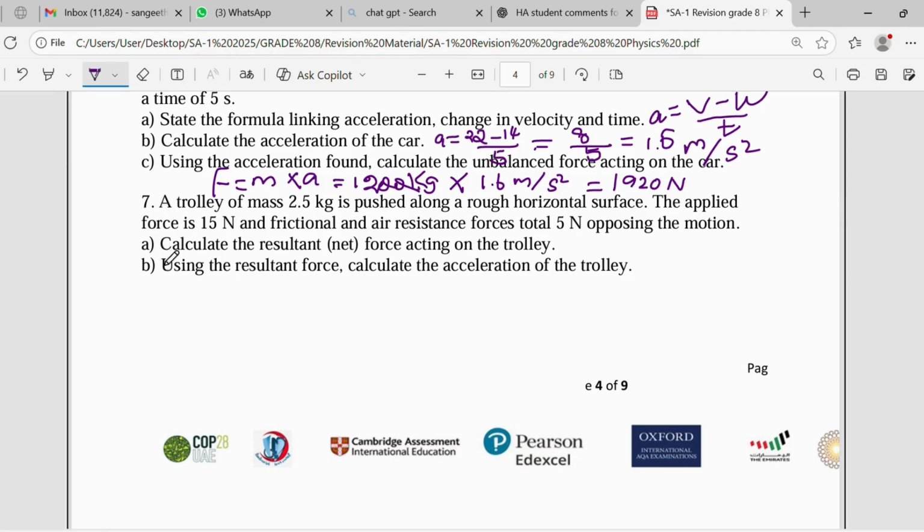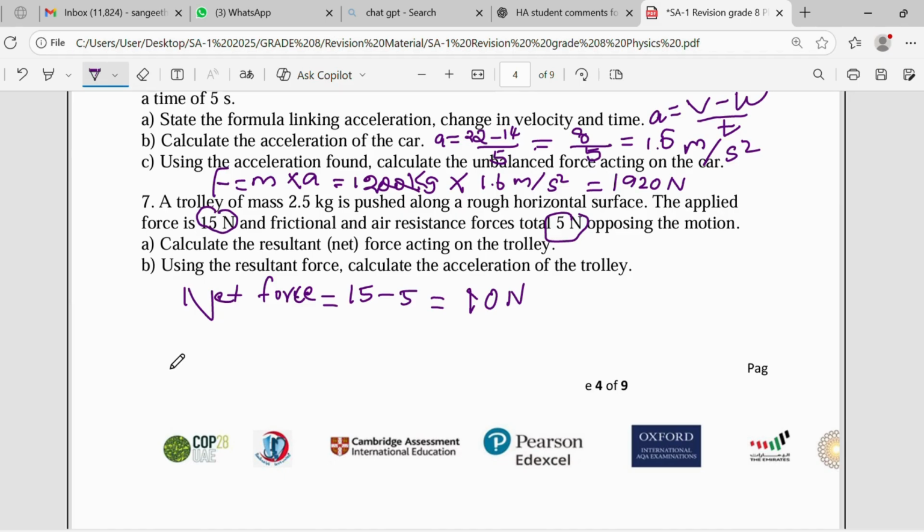So let's see the first part. That means calculate the resultant or the net force applied. So here, it is 15 Newton and here we have 5 Newton. Therefore the net force would be 15 minus 5, which is equal to 10 Newton. And so the 10 Newton is the net force.